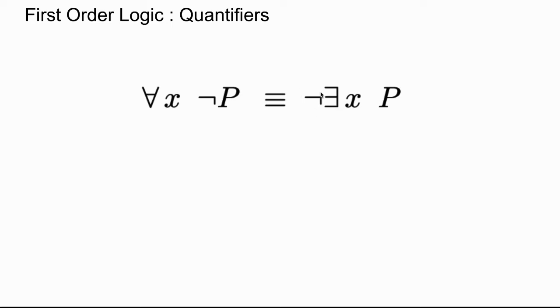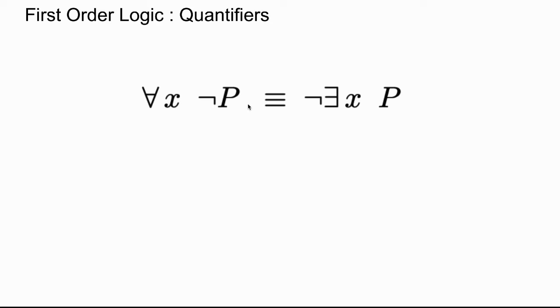Let's look at the right hand side. Let's forget this not operator for a while. If we just had there exists x such that p is true, which means there is at least one x for which p is true. If I put a not in front of that, that means that there is no value of x for which p is true. Okay, and that, as you can see, is exactly the same as the left hand side statement.